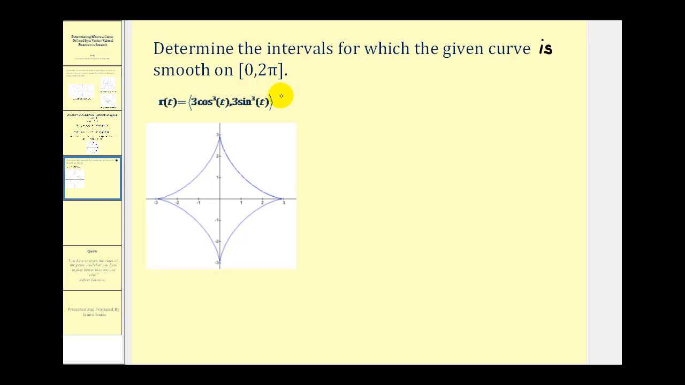So it may be helpful to rewrite this in a form that's easier to find the derivative, meaning I'm going to write this as 3 and then cosine t to the third power. This will remind me to apply the chain rule when I find the derivative, and the y component will be 3 times sine t raised to the third power. Okay, let's go ahead and find the derivative of this vector valued function.